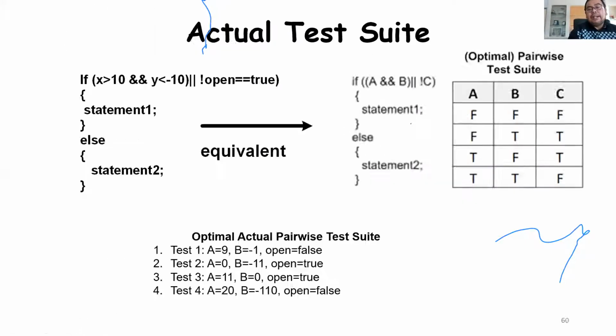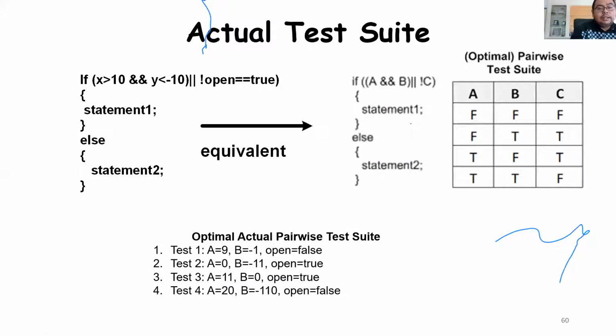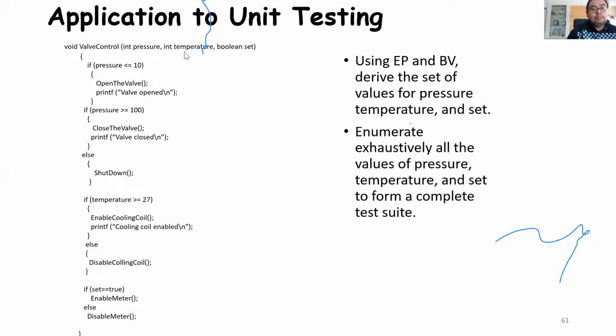let's say a different application. When you apply this to predicate testing, let's look at how you apply this to unit testing. Let's say you have a C function, say valve control, having 3 inputs: pressure, temperature, and Boolean. And then you need to find what values are good to test this function, the unit that you want to test. Let's say this is a unit.